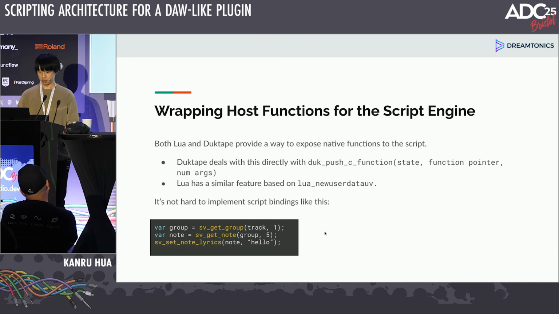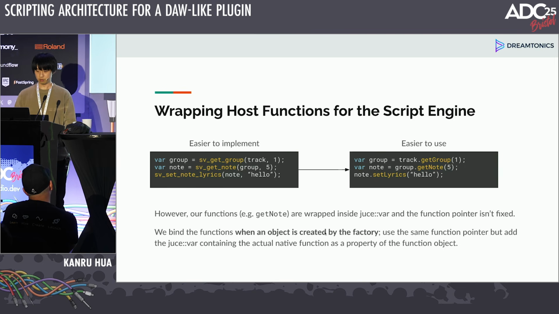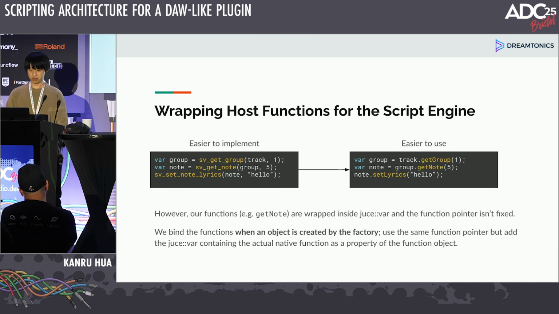But obviously, this is easy to implement, but it's not easy to use. And also, you have to implement this again for all the number of script backends you have multiplied by the number of functions you have. We rather want it to be object-oriented, so you actually do track.getGroup and do a group.getNode and do node.setLyrics.